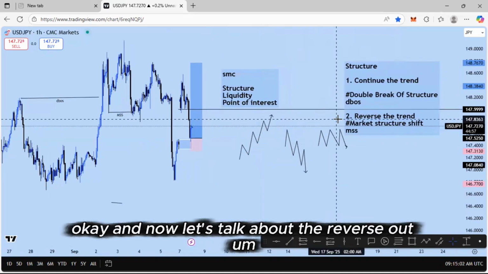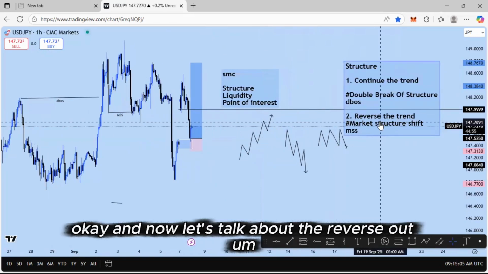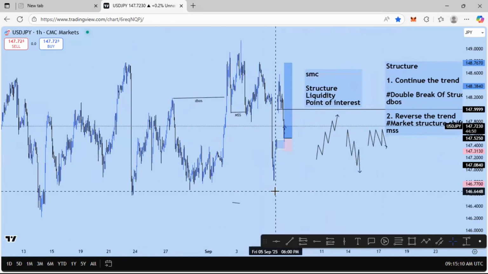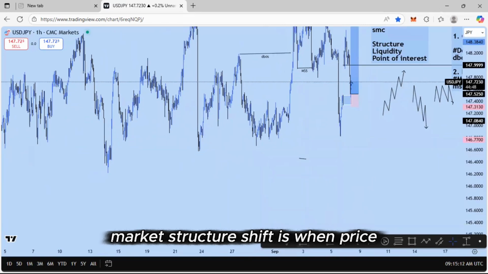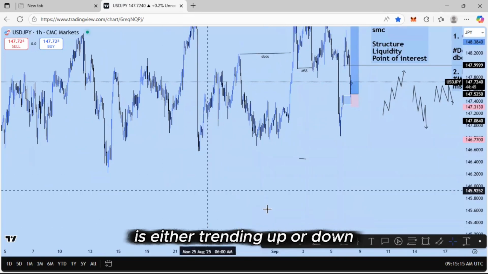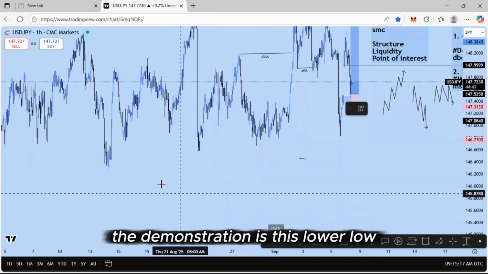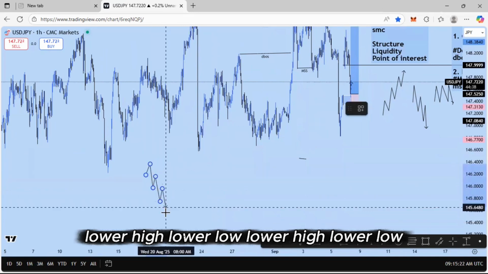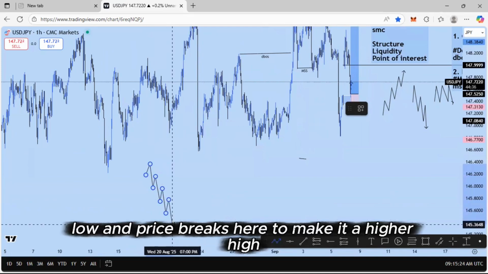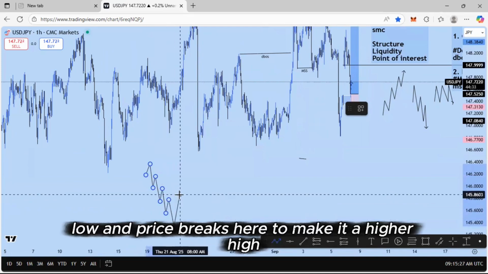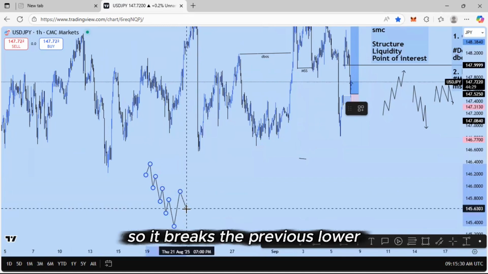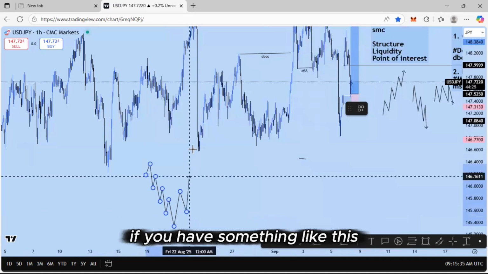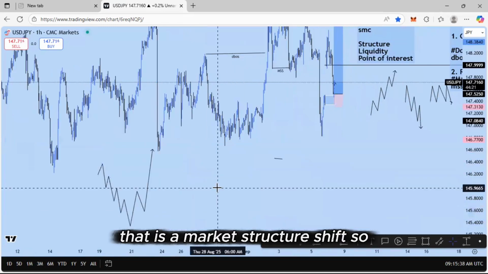Okay. And now let's talk about the reversal. To reverse the trend, you look for market structure shift. Market structure shift is when price is either trending up or down. The demonstration is this: lower low, lower high, lower low, lower high, lower low, lower high, lower low. And price breaks here to make a higher high. It breaks the previous lower high, then it becomes a market structure shift. If you have something like this, that is a market structure shift.